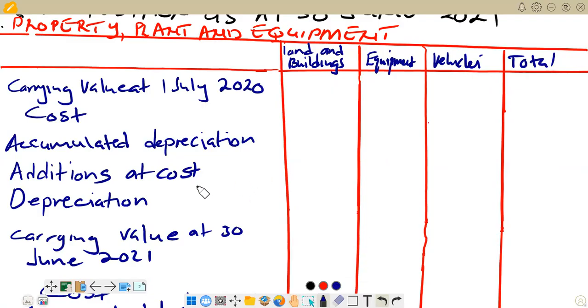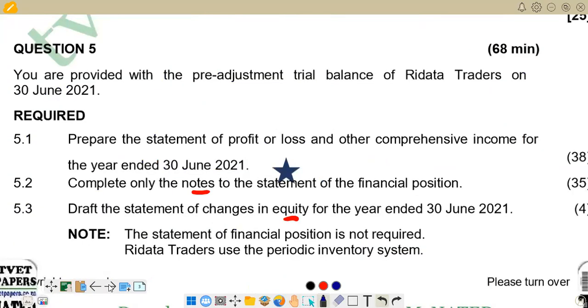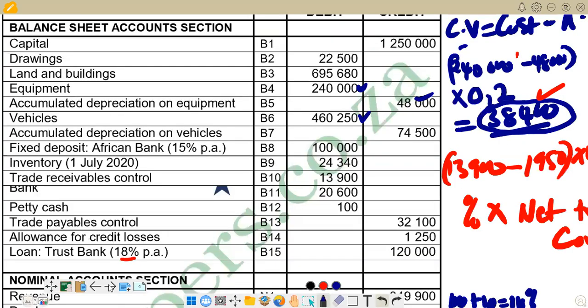So here, on additions at cost, we are going to start here at cost at the beginning. These are the figures that you are given in the question. We can just go and check them there, and then we come and summarize them there, right? For vehicles, let's start with the vehicles. Vehicles is here. We can start with equipment.